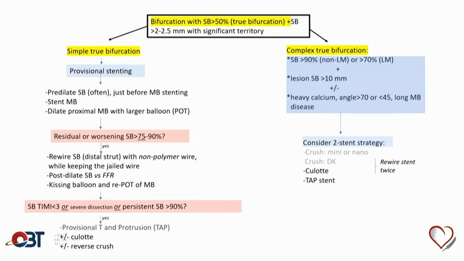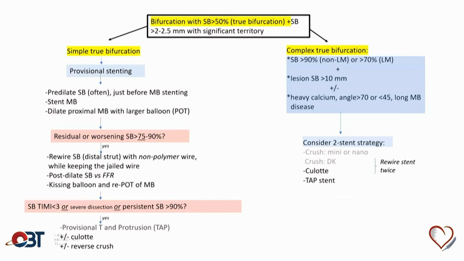First of all, a brief slide about simple true bifurcation and complex true bifurcation. Complex true bifurcation is classical 1-1-1, and the side branch is quite sizable. It supplies a large myocardium, for example the circumflex when it comes to left main bifurcation lesion, or the LAD diagonal. Based on the definition criteria, if the side branch is more than 90% non-left main or more than 70% in left main, and the lesion length is more than 10 and heavily calcific with broad angles, then it falls into the criteria of complex bifurcation lesion.